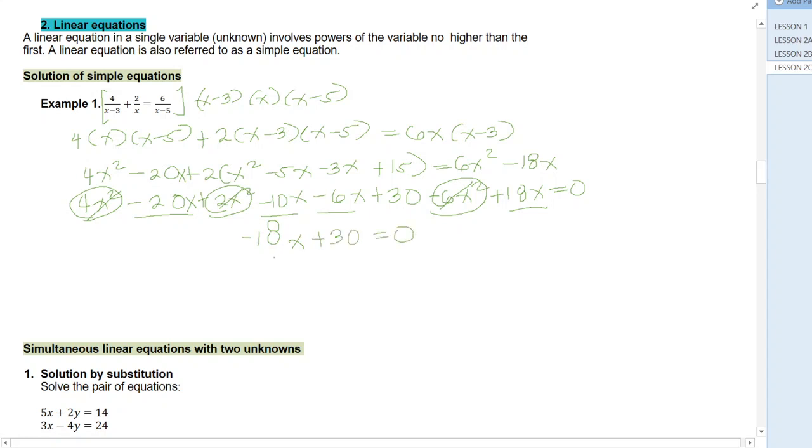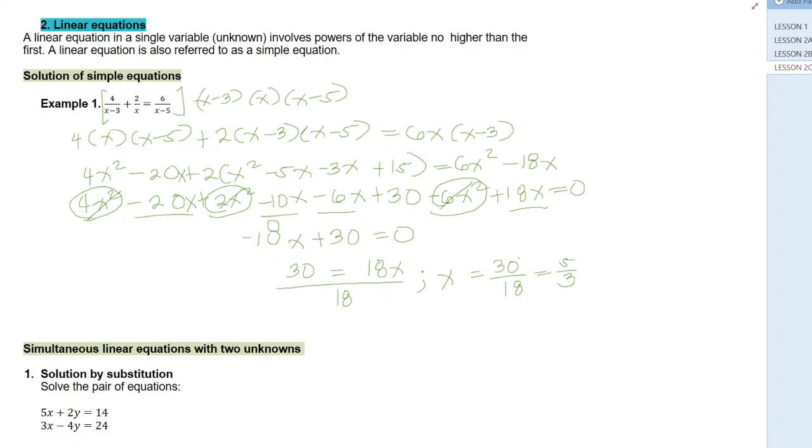So transposing negative 18x to the right side, that is 30 is equal to 18x. Okay, that is divided by 18. So the value of your x there is equal to 30 divided by 18, that is 5/3. Since the common multiple for that is 6, since 30 divided by 6 is 5, and 18 divided by 6 is 3. Okay, so for the value of your x there, that is 5/3. That is just your linear equation.